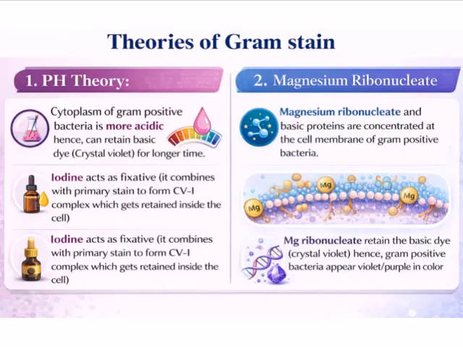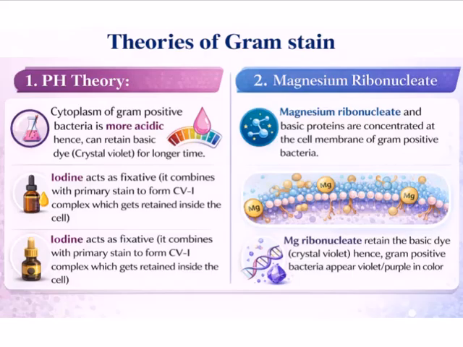And then we have the theory of gram staining, which attempts to explain why gram-positive bacteria retain crystal violet and gram-negative bacteria don't. Two classical explanations are highlighted. The pH theory: the cytoplasm of gram-positive bacteria is more acidic compared to gram-negative bacteria. Crystal violet is a basic, positively charged dye. Because opposite charges attract, the acidic cytoplasm of gram-positive bacteria retains the basic dye for a long time.